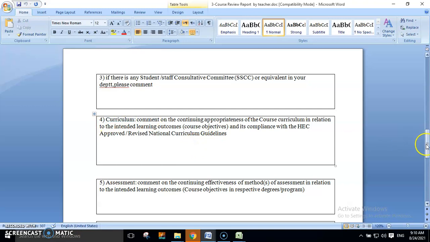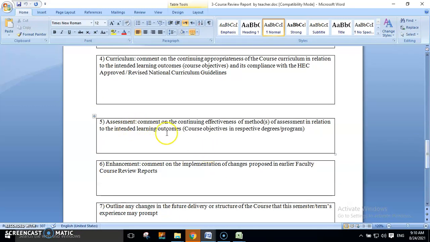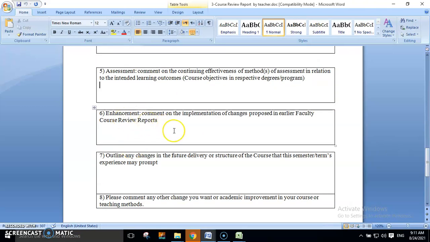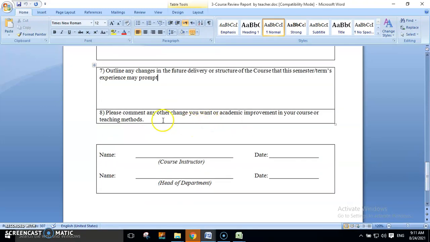Let me go to assessment methods. Again, it was an open question. Then we have enhancement. Enhancement means whether your earlier recommendations or suggestions have been made part of the course, or whether the university or board of studies have introduced any changes. This is known as enhancement. Like, comment on the implementation of changes proposed in earlier faculty course review reports. Outline any changes in the future delivery or structure of the course that this experience may prompt. Again, it's an open question. Please comment on any other changes, etc.